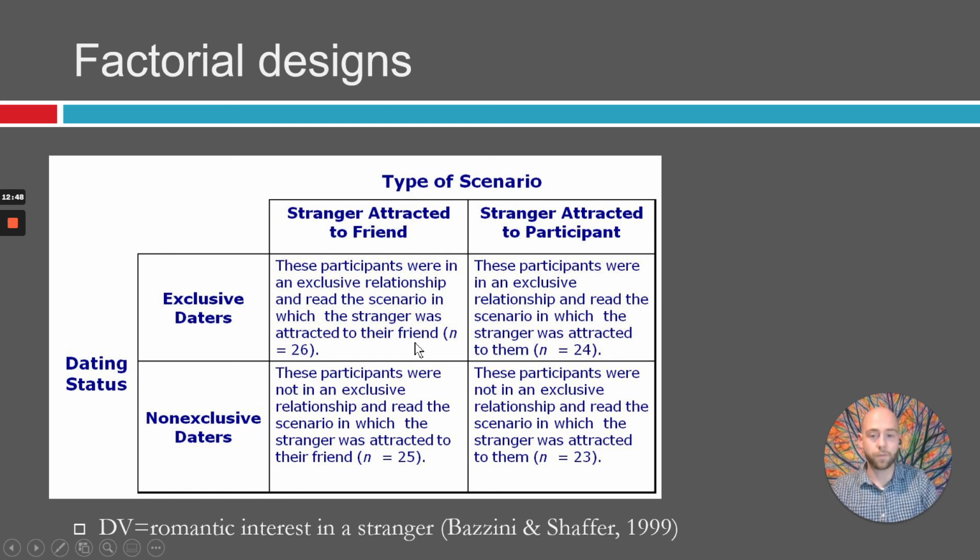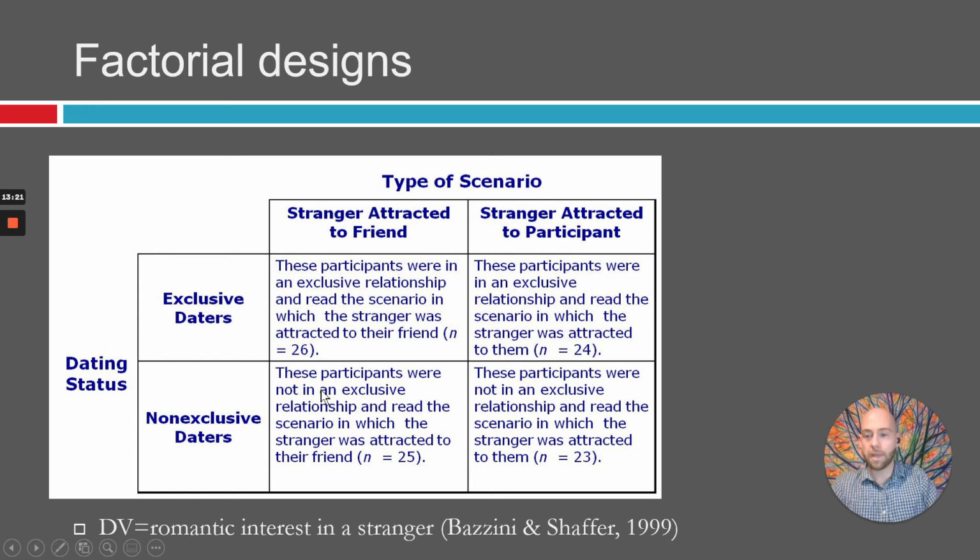So these things are fully crossed in that there's exclusive daters reading about someone attracted to their friend, exclusive daters reading about someone attracted to themselves, non-exclusive daters reading about someone attracted to their friend, and non-exclusive daters reading about someone attracted to themselves. So we might expect that people are going to be more attracted to someone that's attracted to them. That's a common finding in attraction research, that you like people that like you. There's a reciprocity there in relationships and attraction.